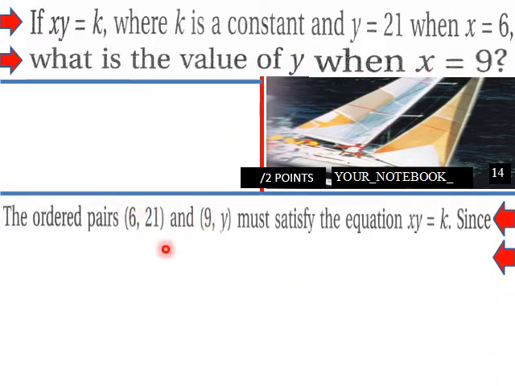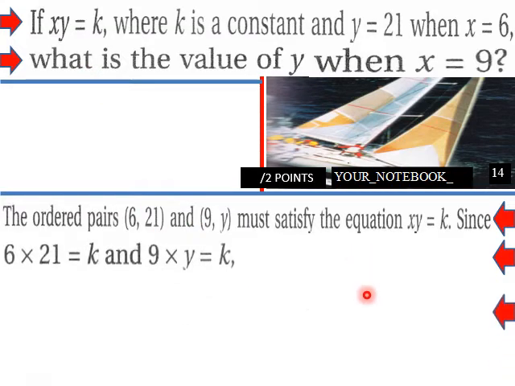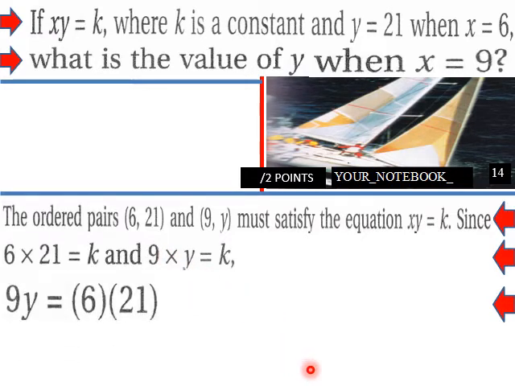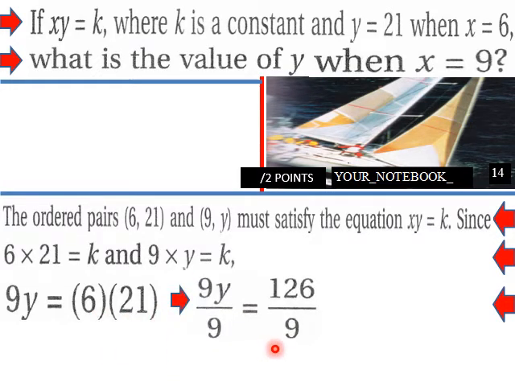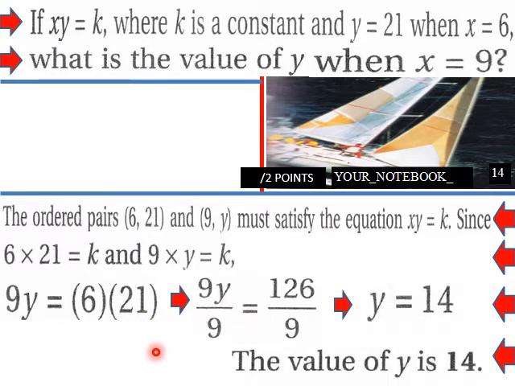So here are ordered pairs that will fit into this formula. 6 times 21 equals k, and 9 times y equals k. So here's our 9y, and our k is 6 times 21. Then we divide through by 9, and we get y equals 14. The value of y is 14.